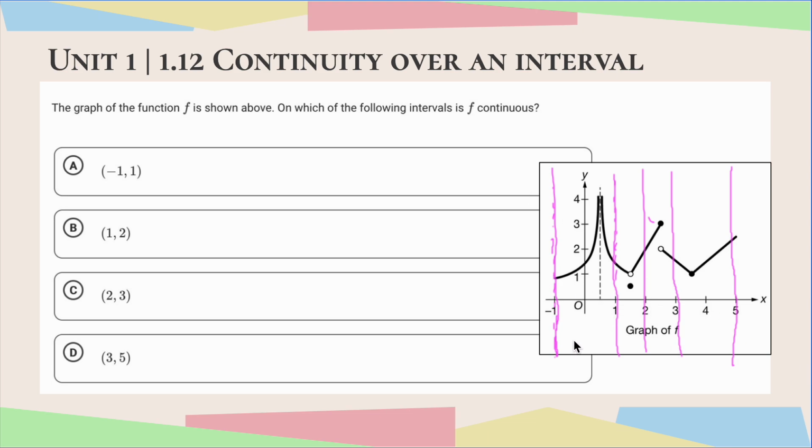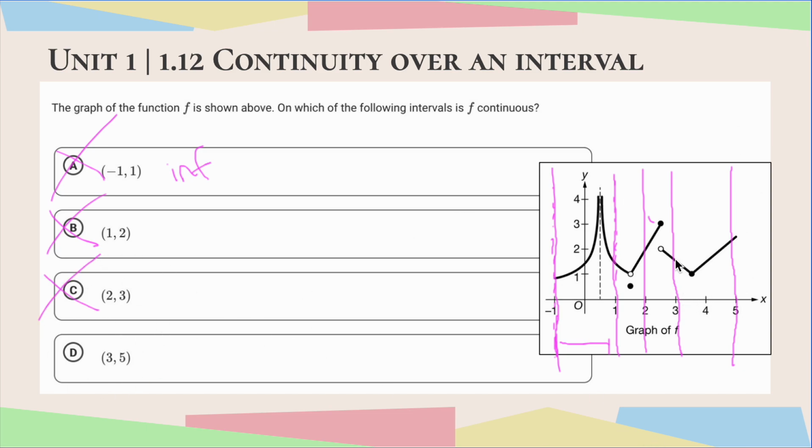So from -1 to 1, this is my first interval. This is not continuous. Why? Because I have an infinite discontinuity right here. You can see that dotted line there. So this is no. From 1 to 2, again, this is no. Why? I have a removable discontinuity there, so this would not be continuous. Now from 2 to 3 here, nope. Again, I have a discontinuity. I have a jump discontinuity, so not there.